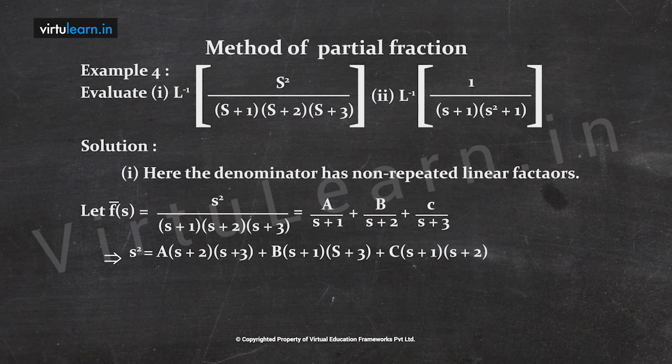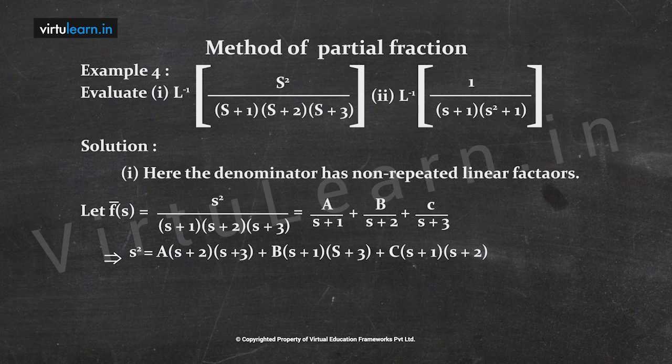By the LCM rule, for a by s plus 1, except s plus 1, write the remaining two factors. The b by s plus 2 is available, so except s plus 2, b into the remaining two factors. C by s plus 3 is there, so except s plus 3, c into the remaining two factors. This is the partial fraction technique.